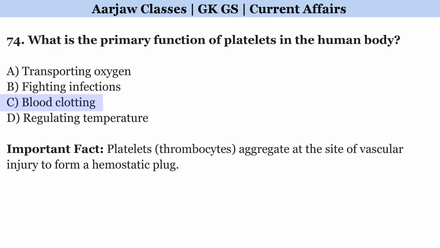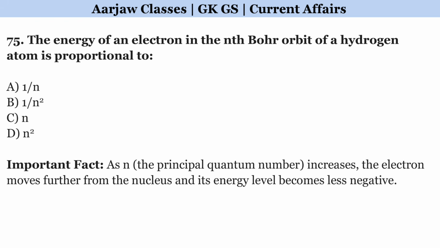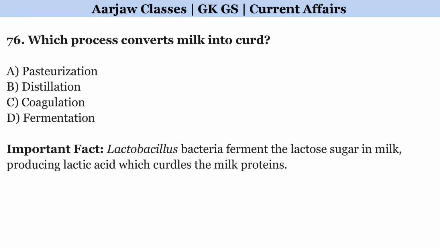Correct option is C. Blood clotting. The energy of an electron in the nth Bohr orbit of a hydrogen atom is proportional to? Correct option is B. 1/n². Which process converts milk into curd?